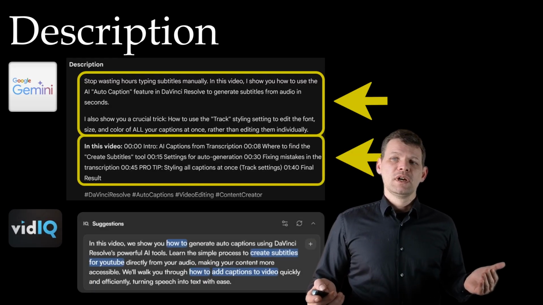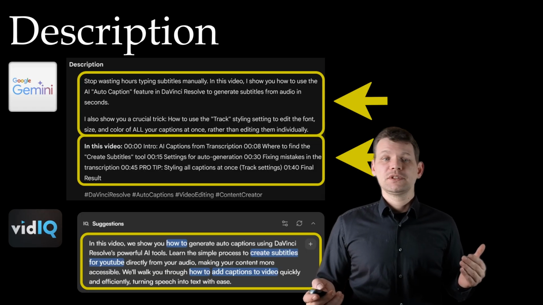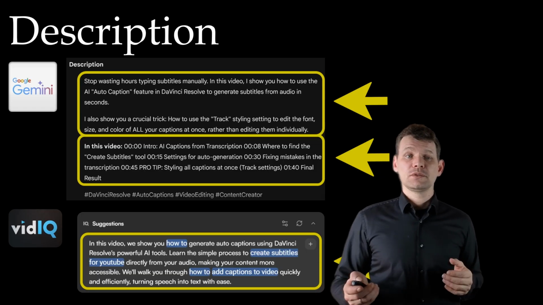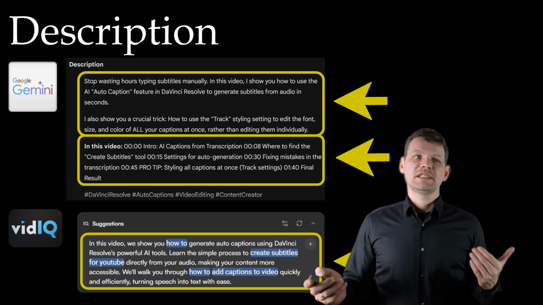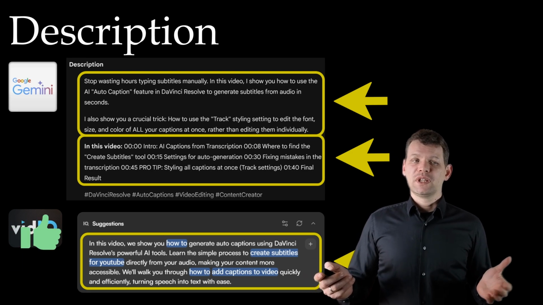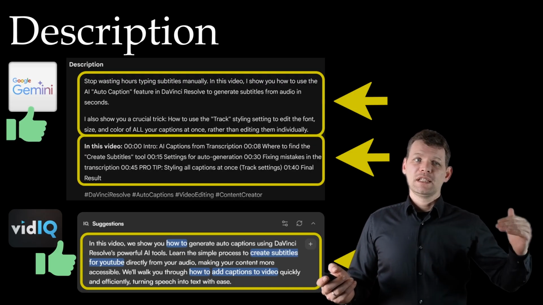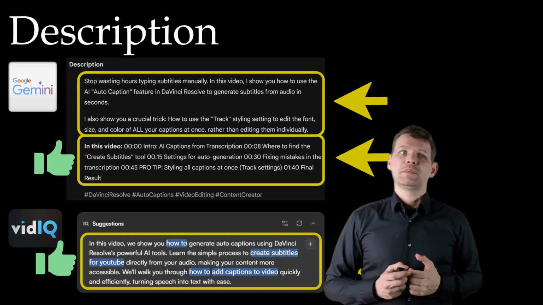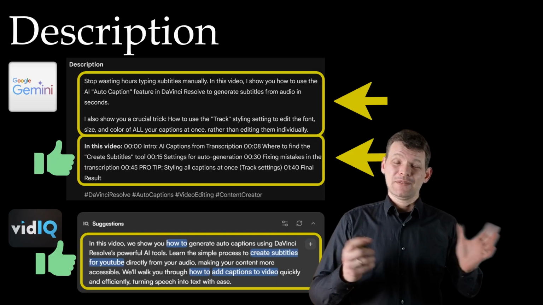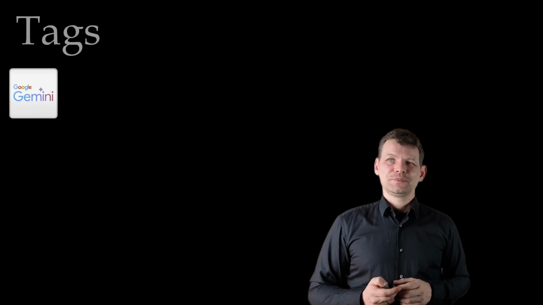Then the vidIQ result was, in this video, we will show you how to generate auto captions using DaVinci Resolve powerful AI tools. Learn the simple process to create subtitles for YouTube. In this case, I do prefer the vidIQ thing because it's better for SEO. I do like the bottom part of the timestamp thing made by Gemini, so it's much better to have it do it automatically than I have to figure it out.